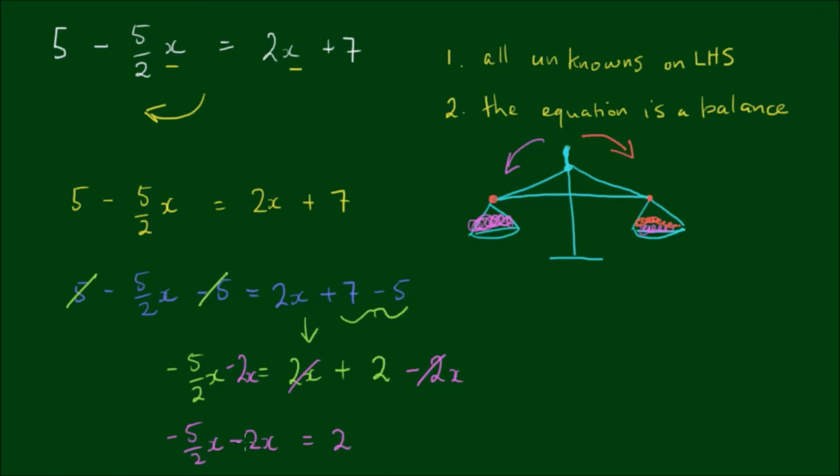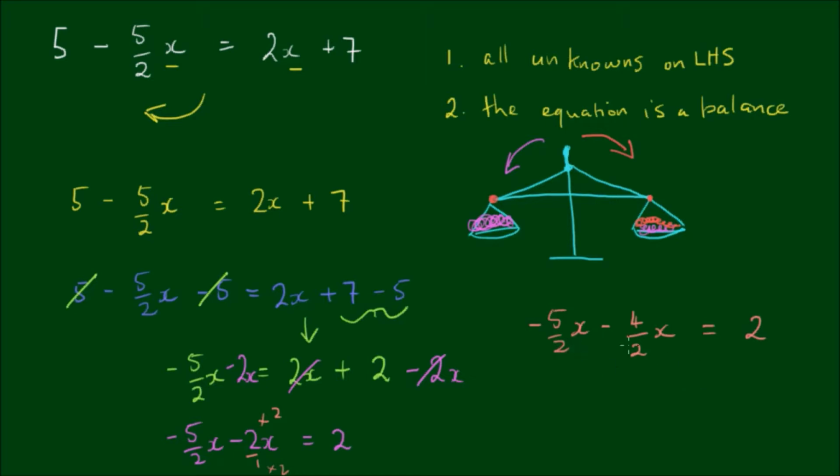Now we have some fractions to play with. So effectively here, this is 2 divided by 1 times x. So to get a common denominator between the negative 5 on 2 and the minus 2, we have to multiply this fraction out by 2 on the bottom and 2 on the top. So what that effectively means is we have negative 5 on 2 times x minus 4 on 2 times x. And this is on the left-hand side, and on the right-hand side we still have the number 2.